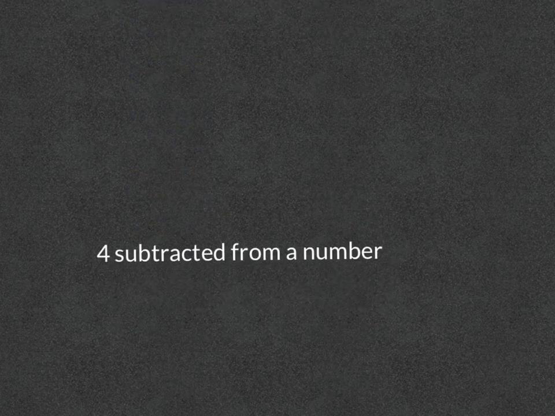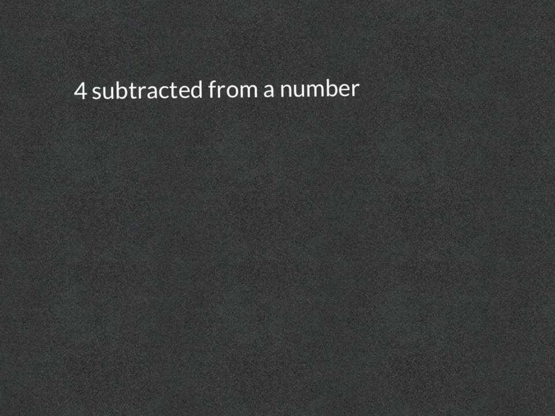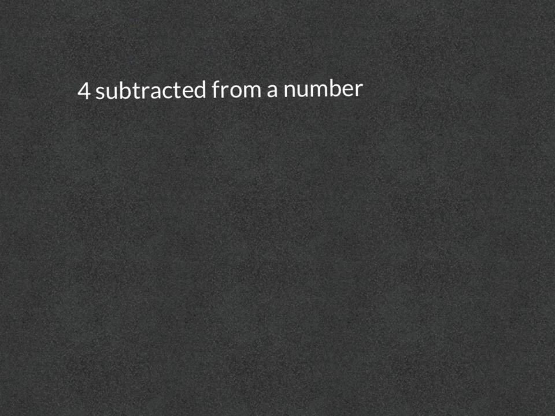So 4 subtracted from a number. Our keyword here is going to be from. Well, subtracted, what does subtracted mean? Subtraction, good. And then from a number. So first we have a number. We can use n, we could use x, z, whatever we wanted, but from a number. So 4 subtracted from a number is going to be a number minus 4, right?